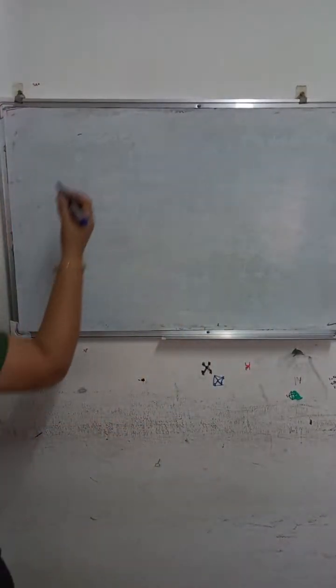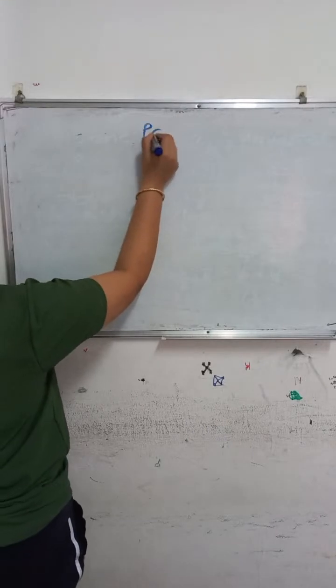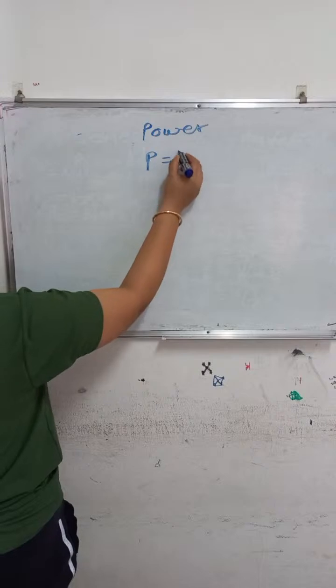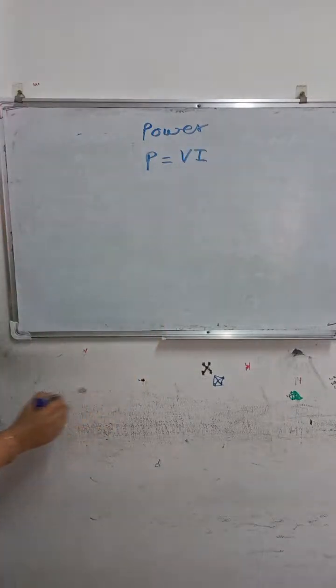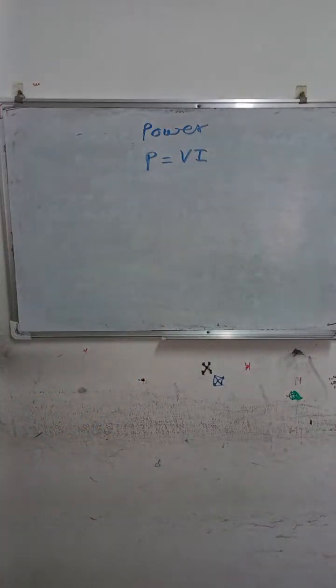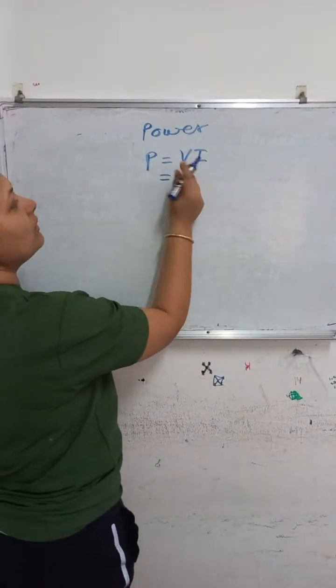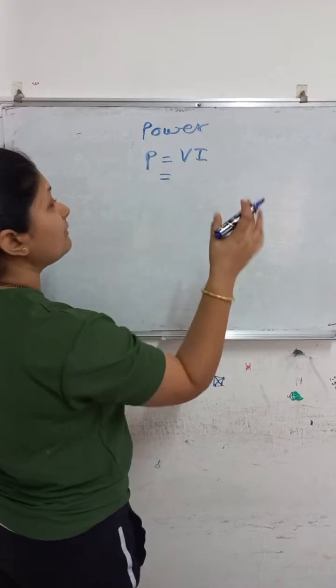Power is nothing but V, voltage into current. Power is denoted by the letter P. P is nothing but V into I. It is the product of voltage and current, and any electrical energy consumed or dissipated in the electric circuit is nothing but power. Okay, so we can write power here. We can make changes according to the given requirement.